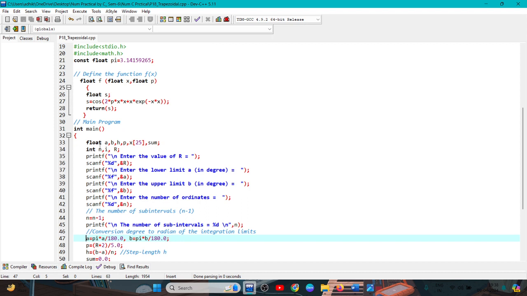And in the main program, the floating variables a, b, h, p, and x, a one dimensional array of size 25, and sum, and integer type variables i and r.